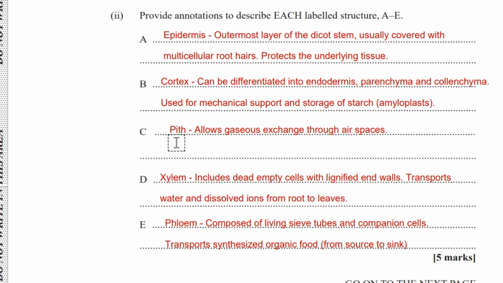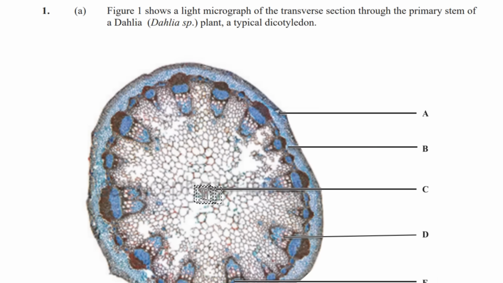All right, so the pith is the inner part of the root, right? And basically, as you can see here, the pith is not dense. There's a lot of air spaces. If you remember how the spongy mesophyll was in the leaf, what that does is that it allows gaseous exchange. It allows passage of materials like solutions and nutrients. That's basically what the pith is there for.